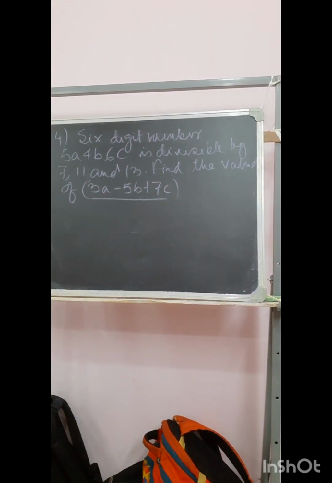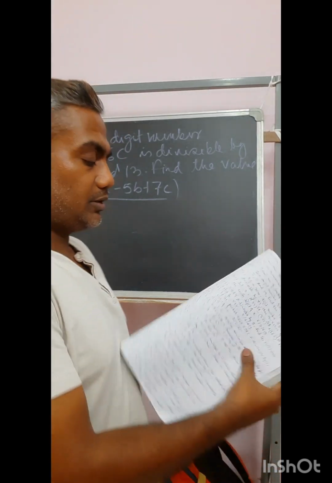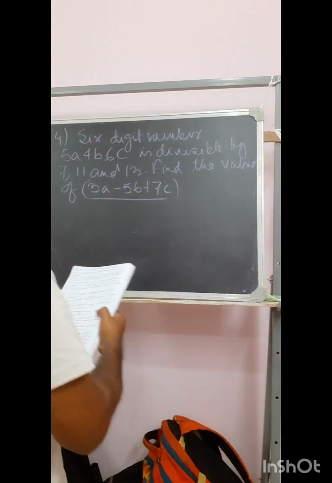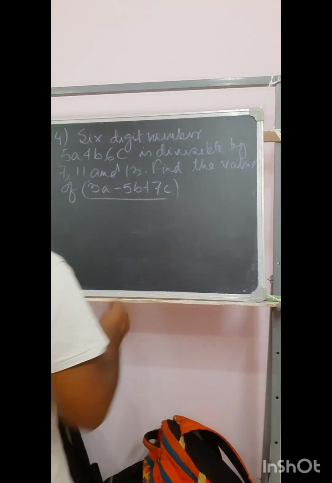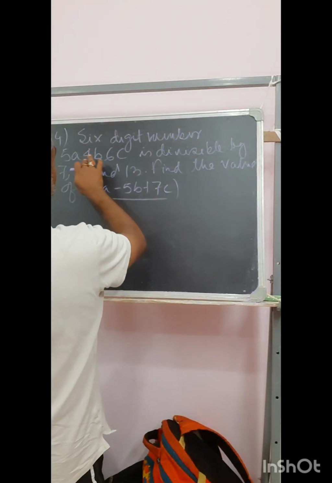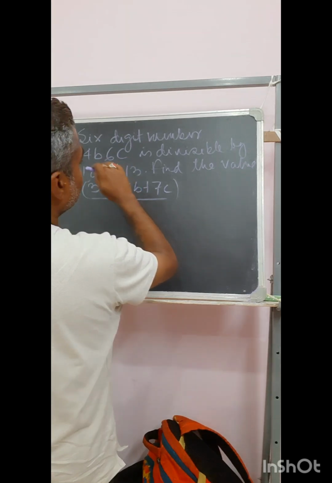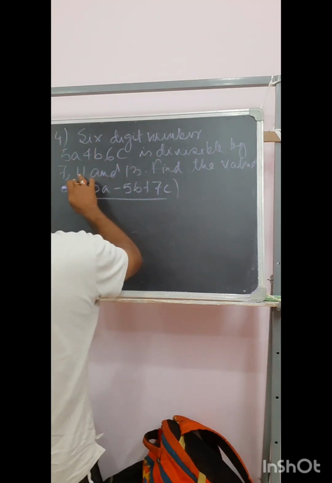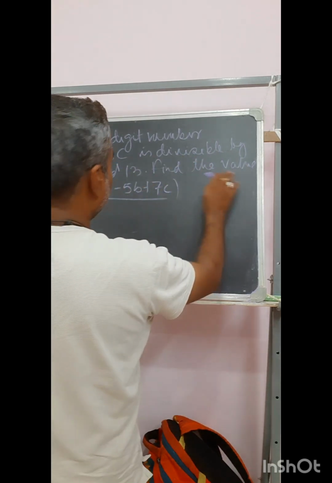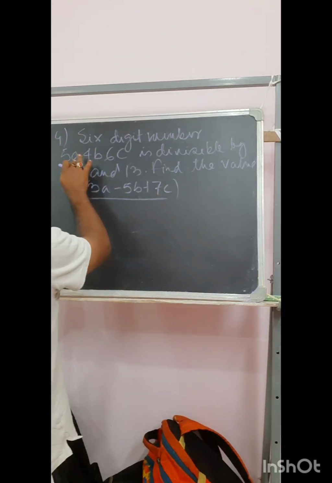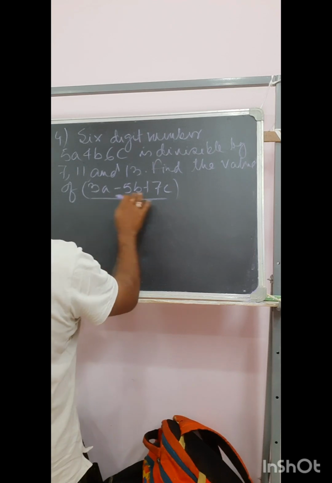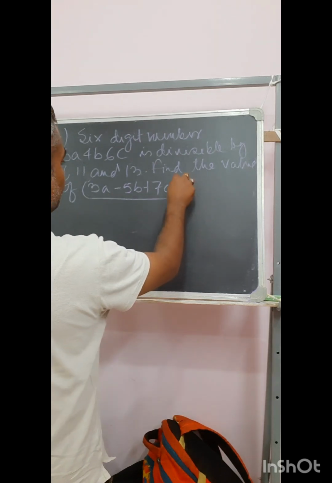The next problem, that is problem number 44. I've already written it on the board and I'll read it for you before starting. This problem says the 6-digit number 5A4B6C is divided by 7, 11 and 13. Find the value of that. The first part is that you have to find the value of A, B and C. Then after putting the values, I'll easily get the second part.